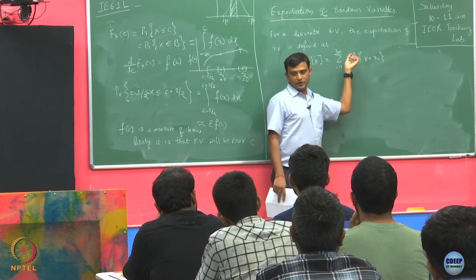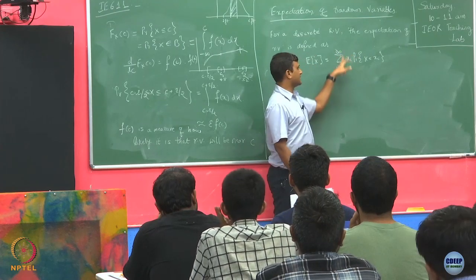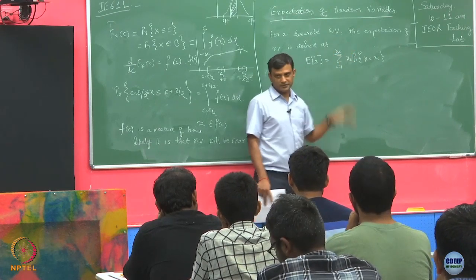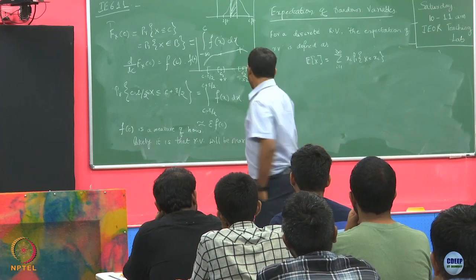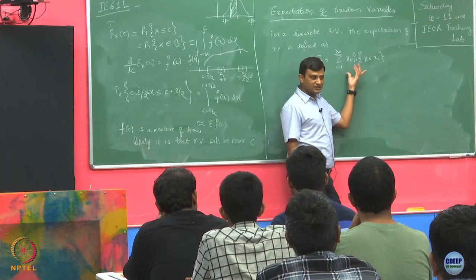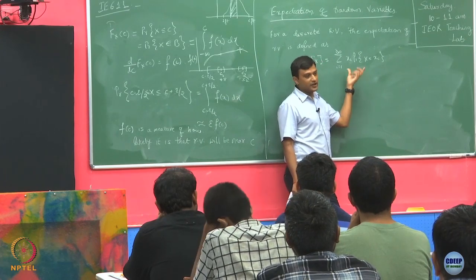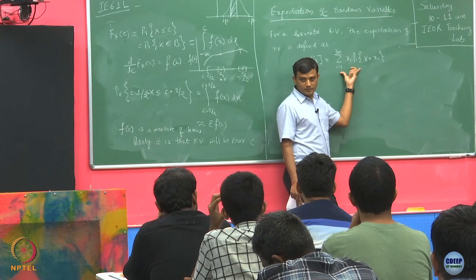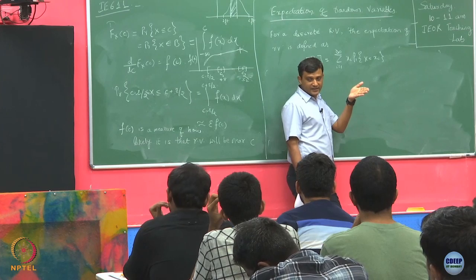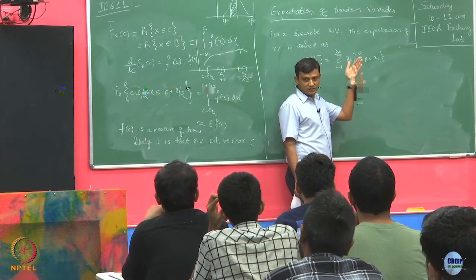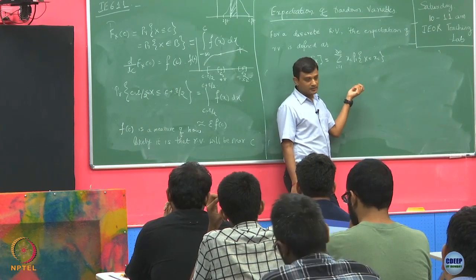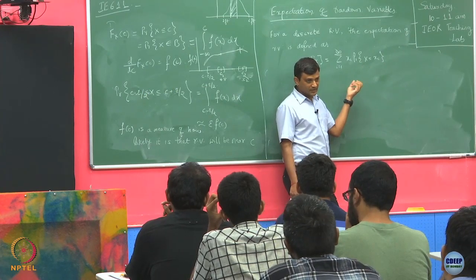If it only takes finitely many terms, then the summation won't be over infinity; it is only over the possible number of outcomes. Right now we are just saying this quantity could be finite or infinity. Even though my random variable always takes finite values, the expectation could be infinity, right?